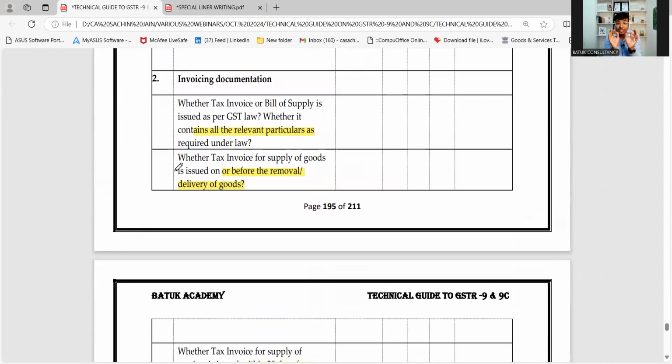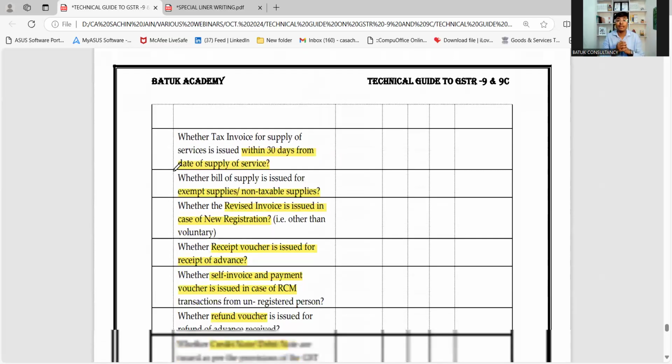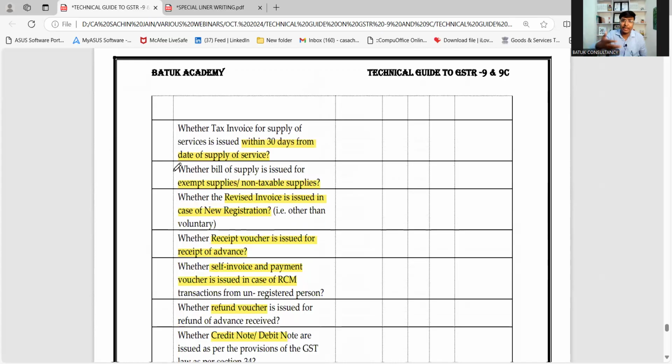Invoicing documentation: just check that your client is generating the tax invoice and bill of supply in a correct way. All these required particulars and required fields should be there on that particular invoice. Just check that the tax invoice for supply of goods is issued on or before the removal or delivery of the goods. What is the mechanism followed by the client? You need not focus on it regularly. Once you have checked it in a year, it will be an assurance for you whether the invoice has been generated within 30 days, and whether your client is dealing in exempted or non-taxable goods or not.